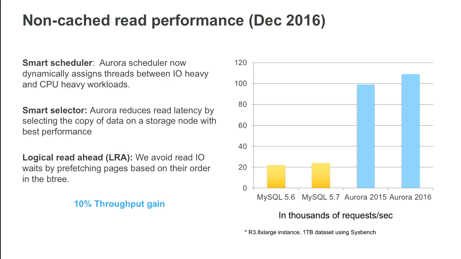For non-cached read performance, we did a few things that are important. For instance, we try to be smart when going after a page. You can go after a page in any one of the 6 copies. We improved how we use recent history to decide which page to go after. We also implemented something called logical read ahead, where we prefetch pages into the buffer cache based on the access patterns in the B tree.